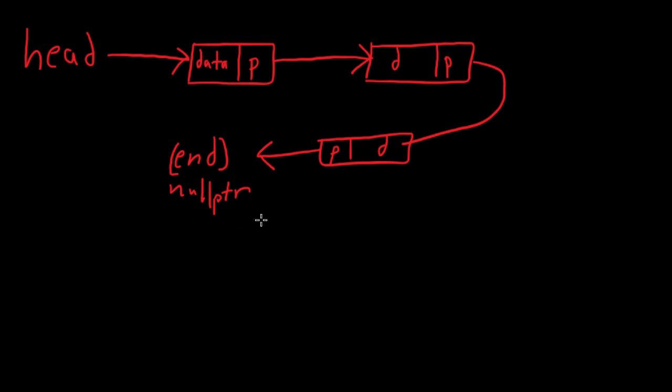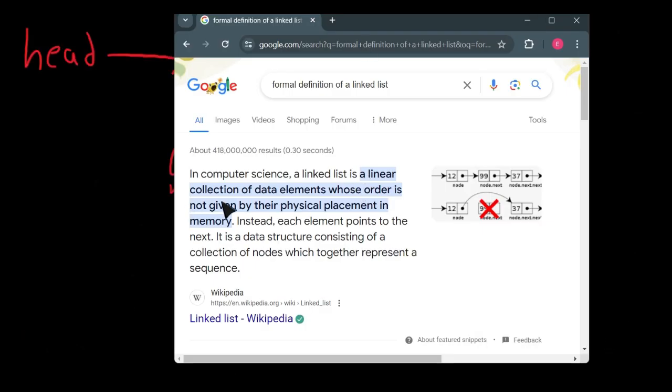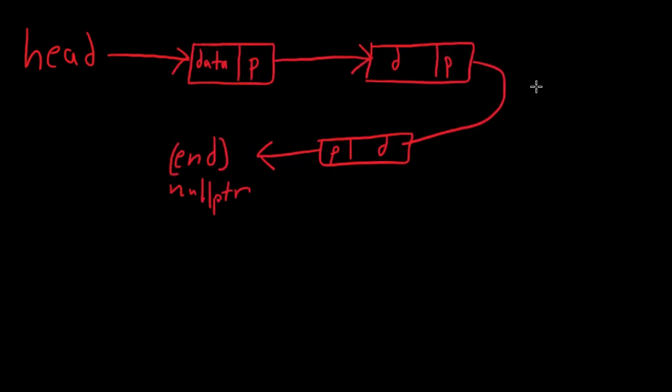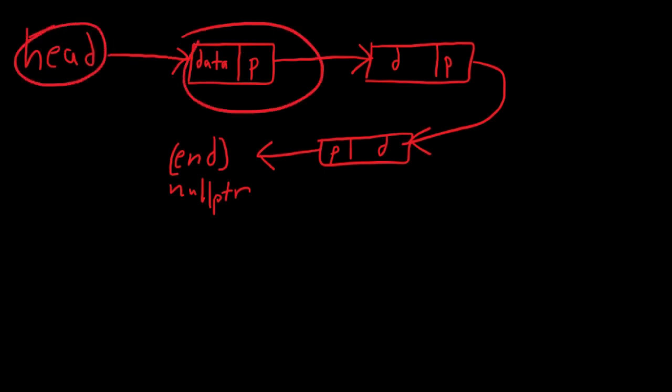So this is what the data structure looks like. You can be like, well, visualizing it's pretty easy. Yeah, it is pretty easy. But let's pull up the definition again: a linear collection of data elements whose order is not given by their place in memory. Why? When we're making a linked list, we have no idea where this is, because of this arrow. We only know this location because the head is pointing to it.